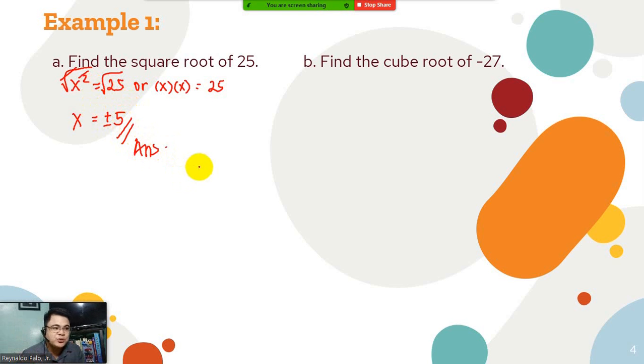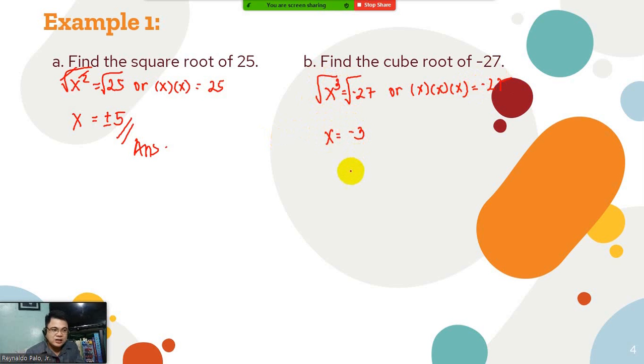Next, find the cube root of negative 27. If you use your calculator to get the cube root of negative 27, you will get negative 3. So the cube root of negative 27 means that we have x cubed equals negative 27, or x times x times x equals negative 27. Now if we extract the cube root of this, the cube root of x cubed and the cube root of negative 27, the answer that we're going to get is x equals negative 3.